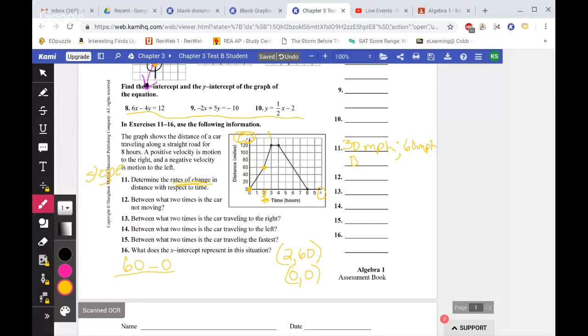So when you're figuring the rate of change, it's 60 minus 0 over 2 minus 0. Because it's Y1 minus Y2 or Y2 minus Y1, it doesn't make any difference. You just have to make sure that this ordered pair here is on top of each other.